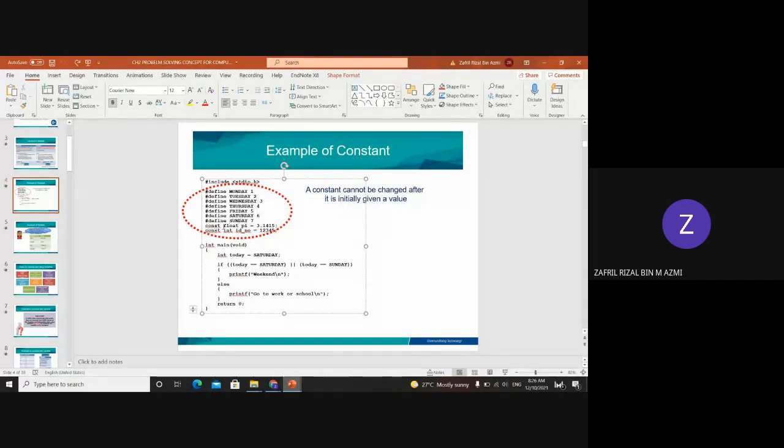Alright, so let's say in your program you see something like this, it means that it is not a constant. It is a normal variable, so the value can be changed. So this is a variable, this is a constant. Any questions so far, class?